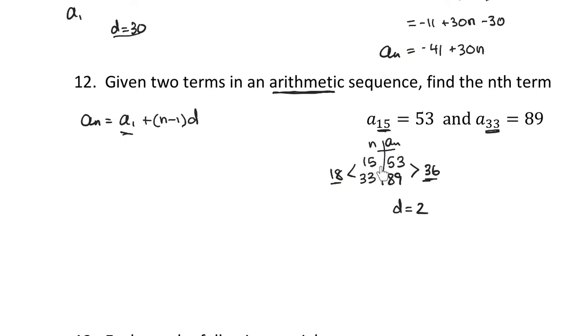So I'm going to use this top one, 15 and 53. 15 is which spot it occupies in the sequence, so that goes in place of n, and then 53 goes in place of a sub n, leaving a sub 1, or the first term, as the only unknown.